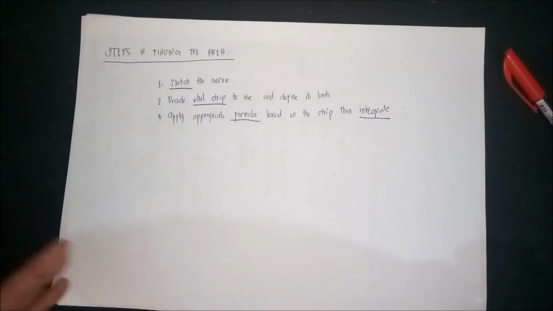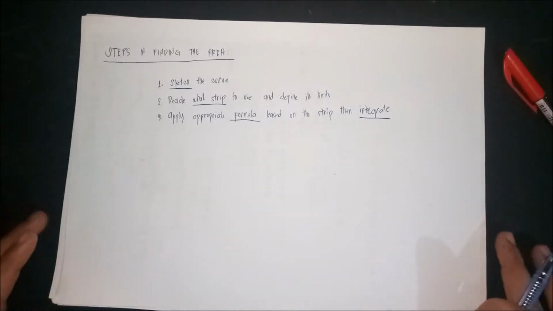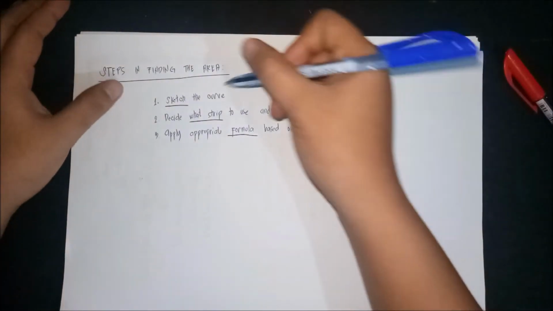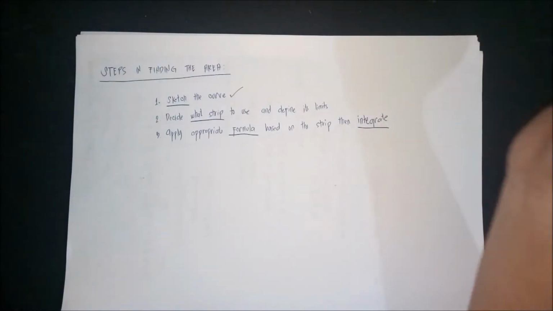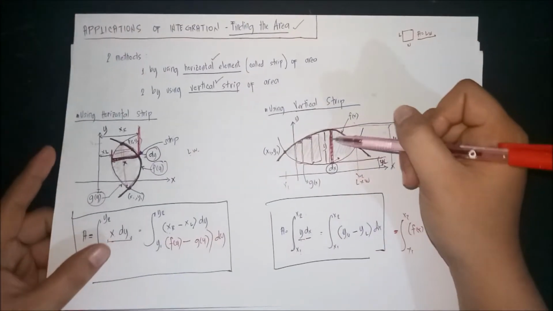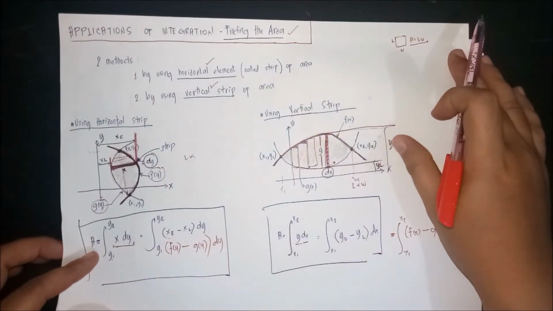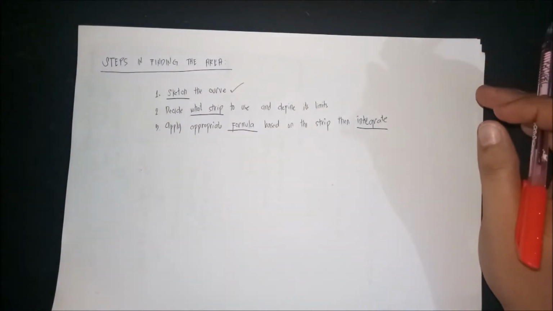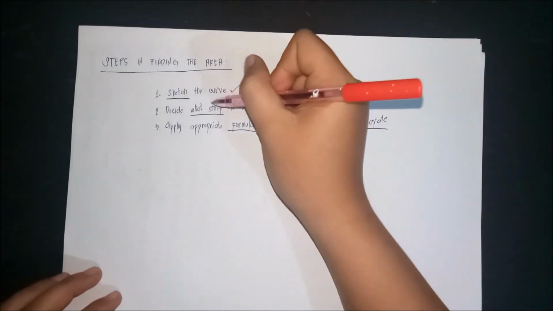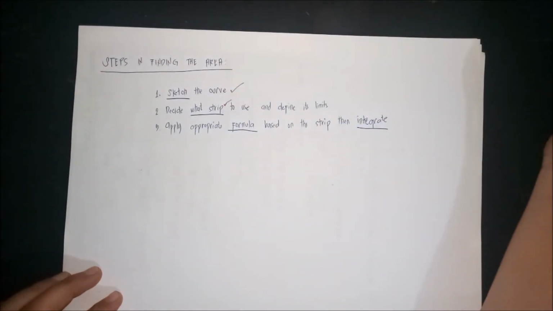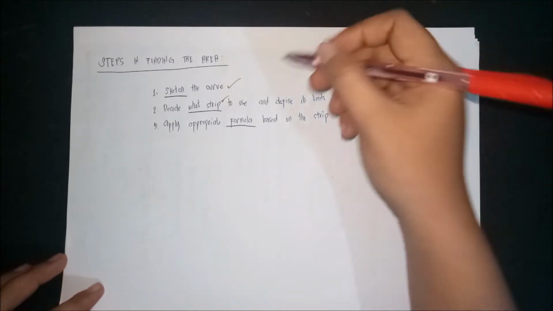Okay, next. So what are the steps in finding the area? There are only three general steps, class. First, we need to sketch the curve. Imagine, class, if you're solving and you can't see this, you can't decide which strip to use. So it's important to sketch your curve first. Second, you decide whether horizontal or vertical strip. Be wise in choosing this one, class. And then, of course, apply the formula.